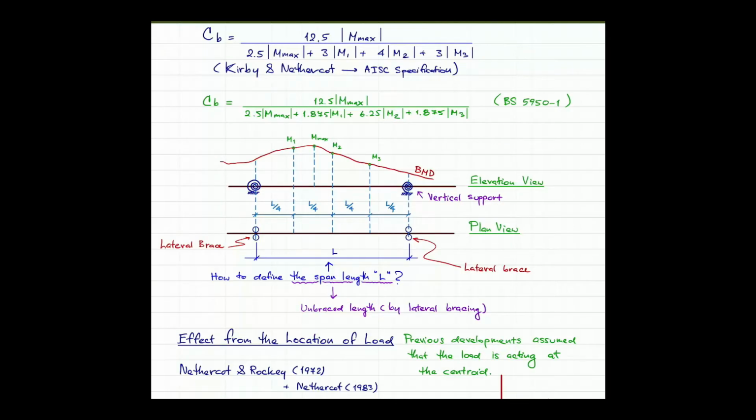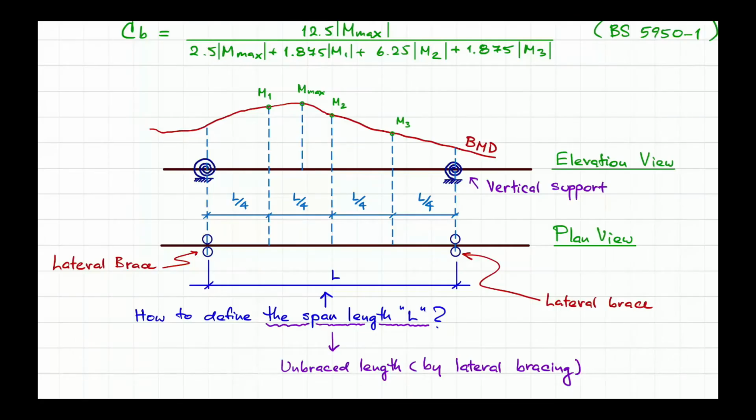Now we get the unbraced length, the lateral unbraced length. We divide this span into 4 equal distances, or call it 4 equal lengths, and then you define M1, 2, 3, because you have the L/4, a half, and 3/4, and you also have to pick up the maximum moment that appears within this span. Okay.